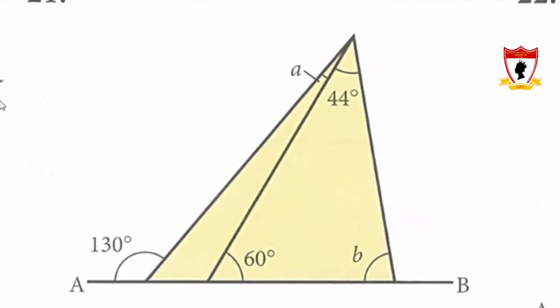This question, how can we find out the value of A and the value of B? B is easy because it's in this triangle and two angles are given. 60 plus 44 is equal to 104, and 180 minus 104 will be equal to 76. So B is equal to 76.